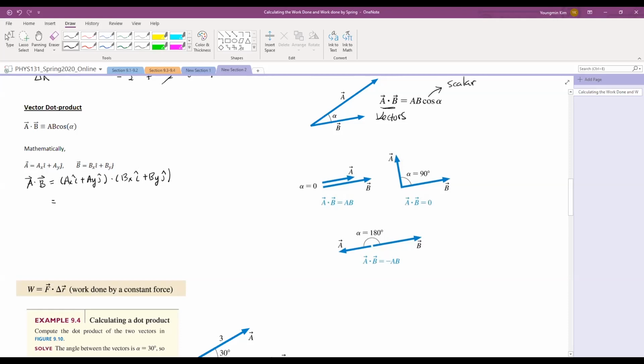So you'll have a_x, and then you have b_x, and then you have i dotted with i. Okay? Plus, let's do the second term here. You have a_x, then b_y, then you have i dot j. Plus the third term, a_y, b_x, j dot i, and then finally a_y, b_y, j dot j. Okay?